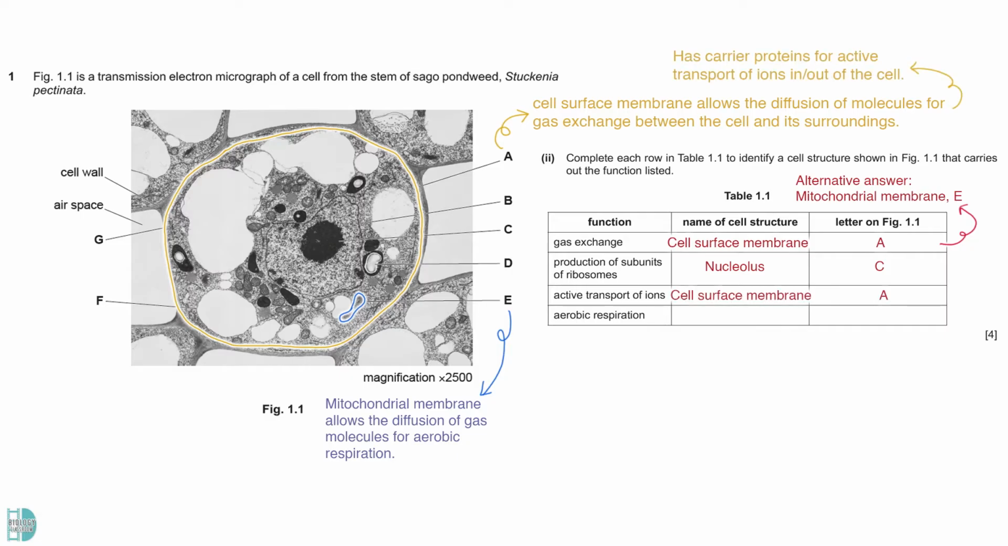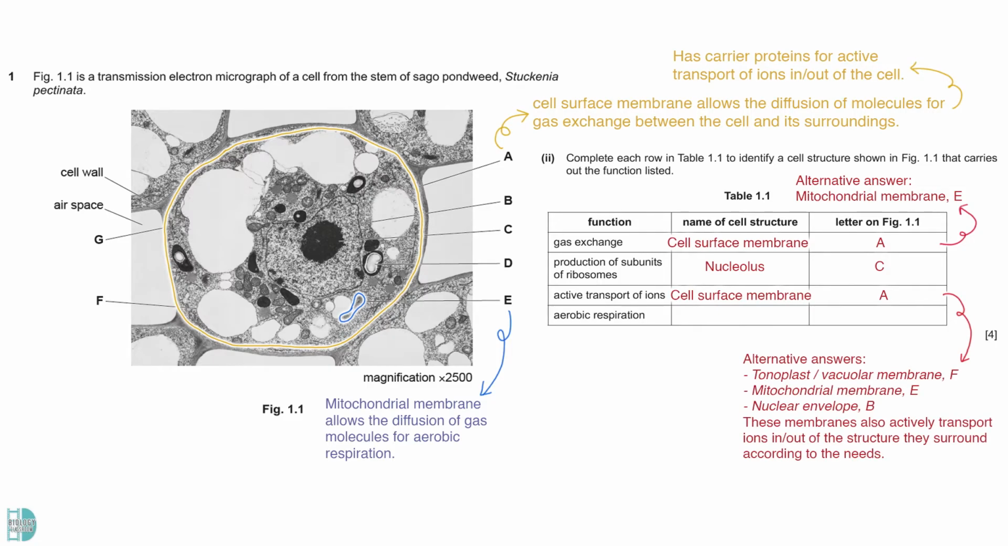Cell surface membranes have carrier proteins which actively transport ions in or out of the cells. However, other membranes including tonoplasts, mitochondrial membranes, and the nuclear envelope can also carry out active transport to take in or remove substances according to the needs. The mitochondrion is the site of aerobic respiration where ATP is synthesized.